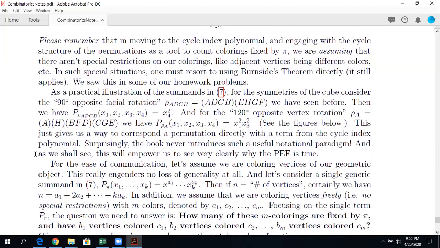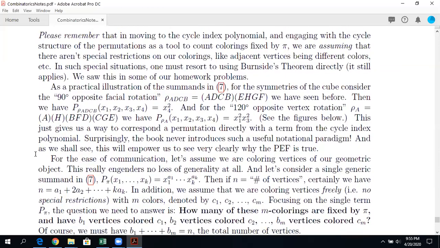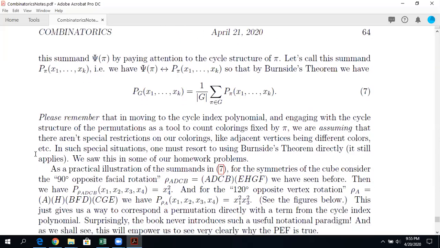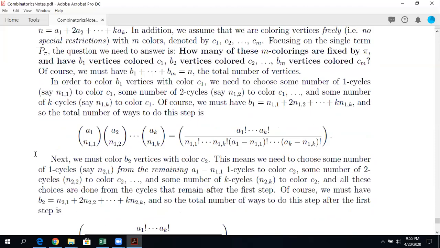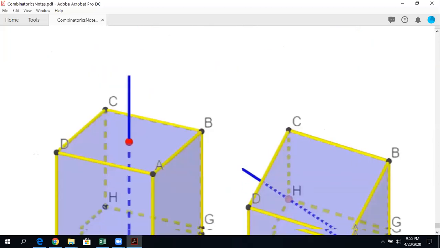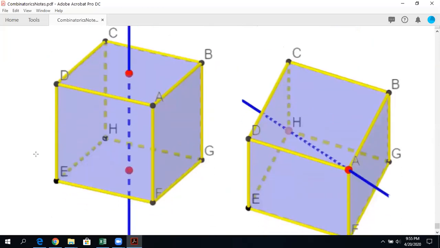So let's look at a practical illustration of those summands up here in this formula 7, and let's think about the symmetries of the cube. I actually drew a little picture of these things. I have the opposite facial rotations, and I'm going to do clockwise rotations. So A goes to D, goes to C, goes to B. E goes to H, goes to G, goes to F. Those things are going to be in a little 4-cycle structure.